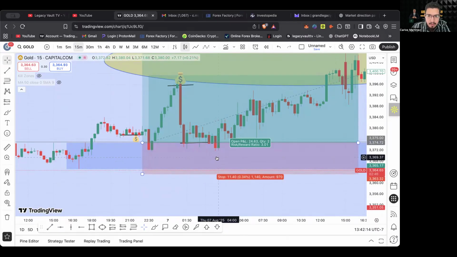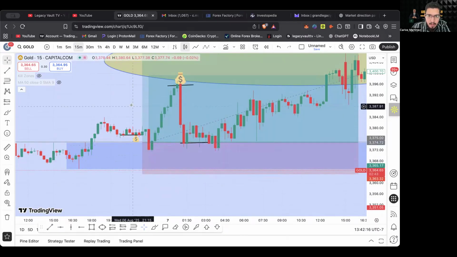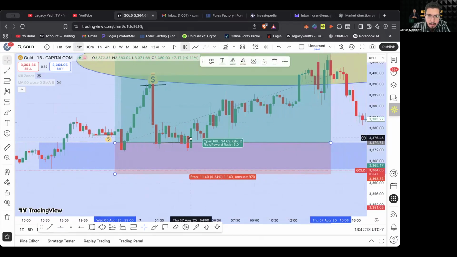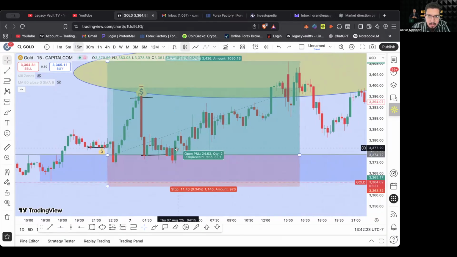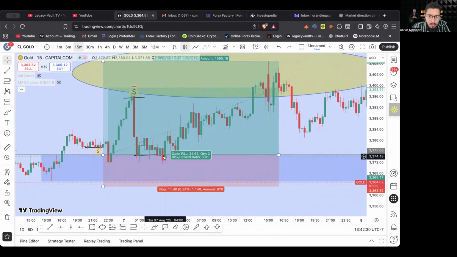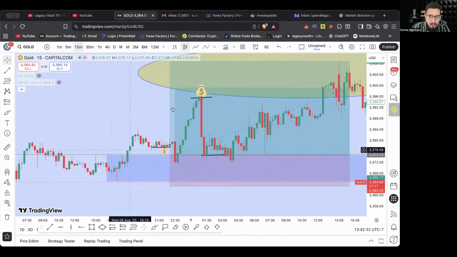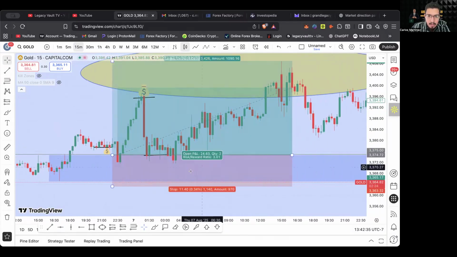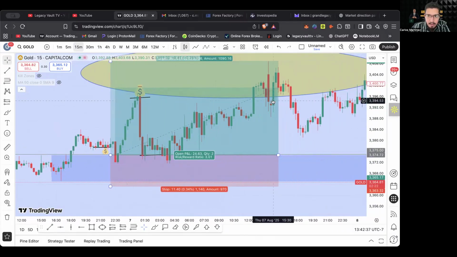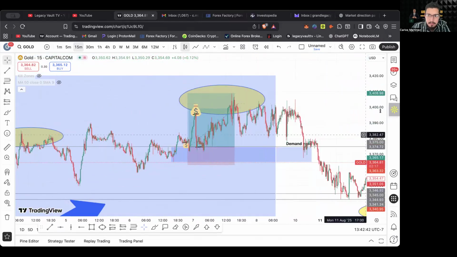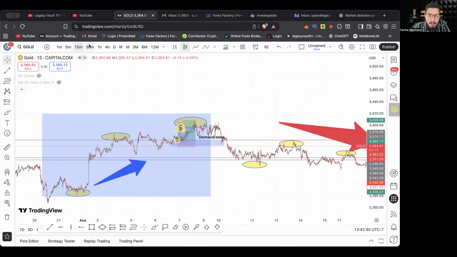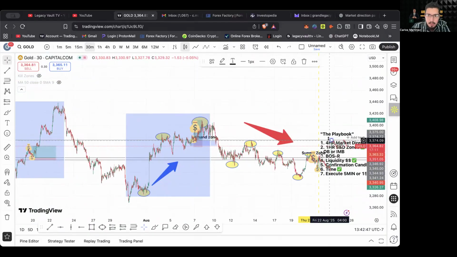So this happened during London session at 4 a.m. You could have entered for a buy there to the upside. So this buy order happened during London session, and it came back. It broke above structure, came back to retest the zone for the buy to the upside. So that is another example of using the playbook.